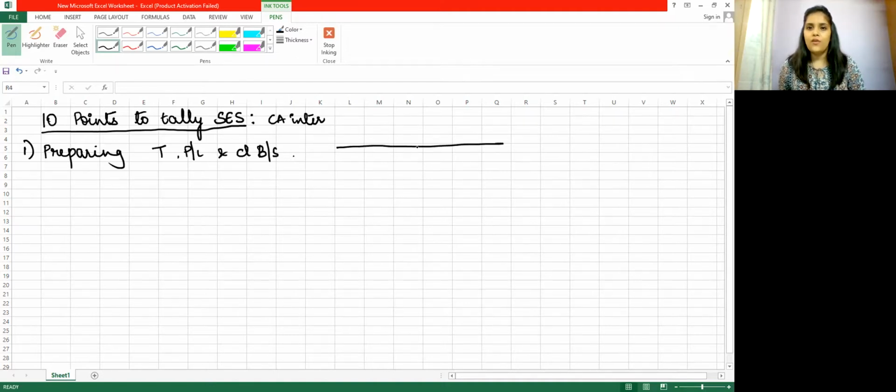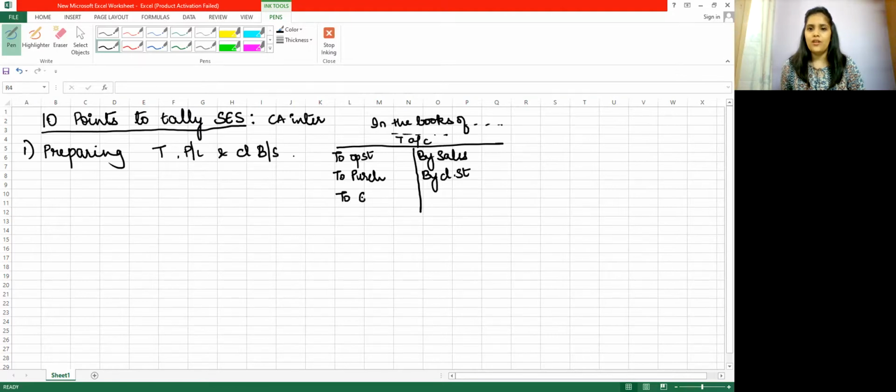So how do we start? You will write "in the books of", and you write the financial year and then you write trading account, P&L account and balance sheet. Now your trading account will start with opening stock, then you will write purchases, you will write sales, you will write closing stock, and this will be your GP, that is the balancing figure. Of course, if there is wages, carriage inwards, that will come here in your trading account. Now, this is your trading account.